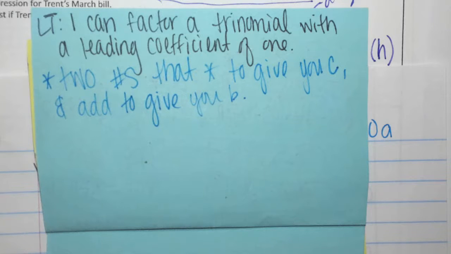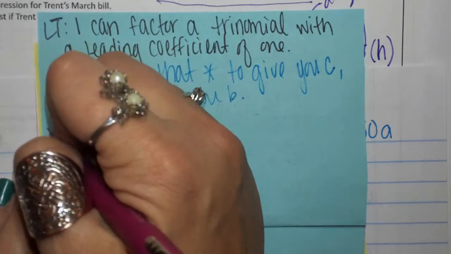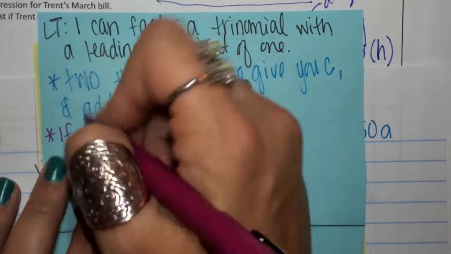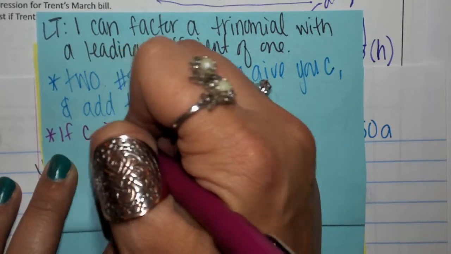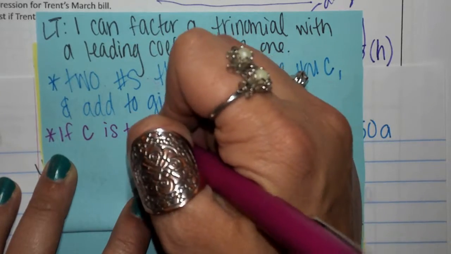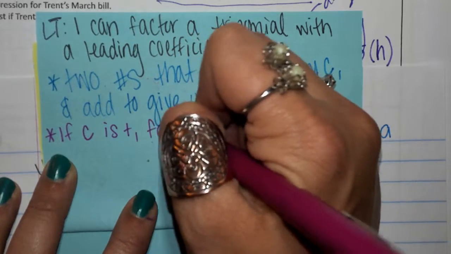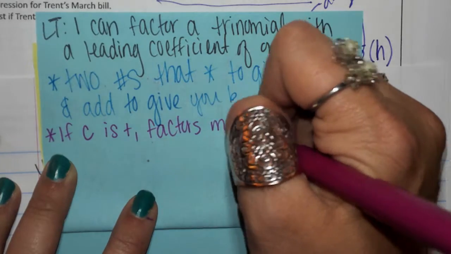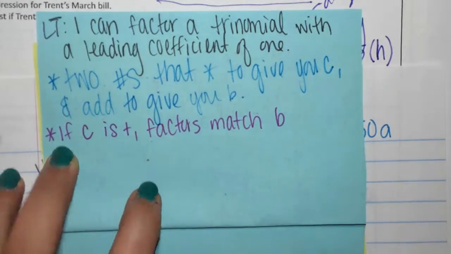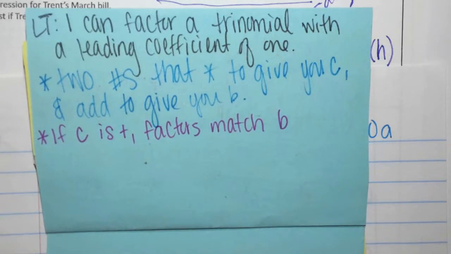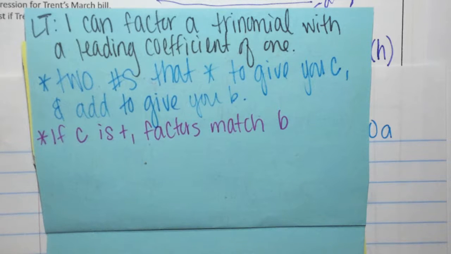Now, we also had to watch out for our signs. Does anybody remember what happened if C is positive? You divide B. Smash the star and B. Yay, take a point. If C is positive, factors match B. Does everybody agree? Yes. All right.